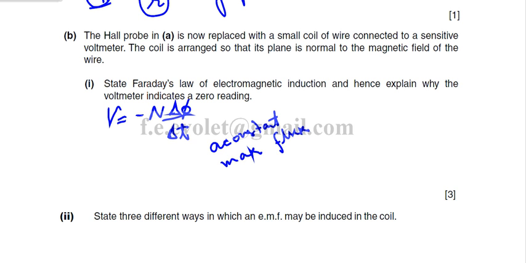So if it's constant, it means delta phi by delta t, the rate of change in flux, is 0. So as this rate of change in flux is 0, this means the induced voltage, whether you write it V or E, is going to be 0.